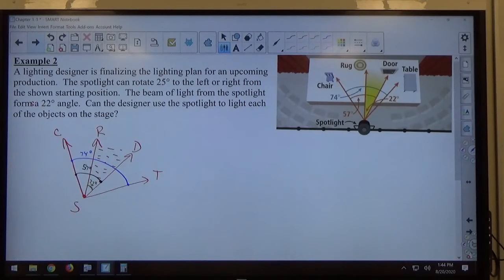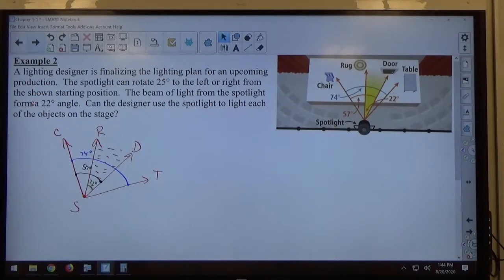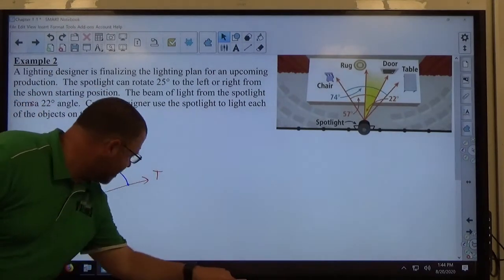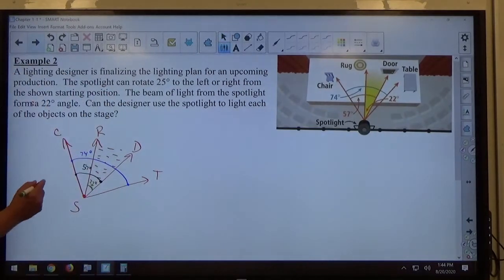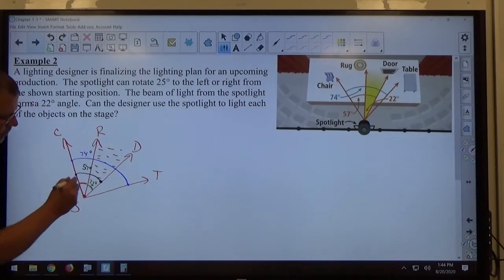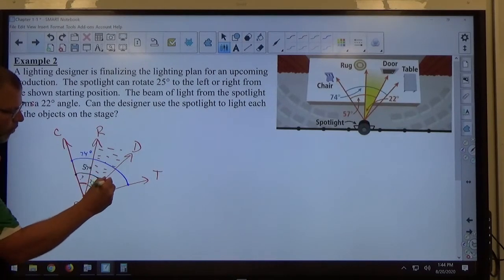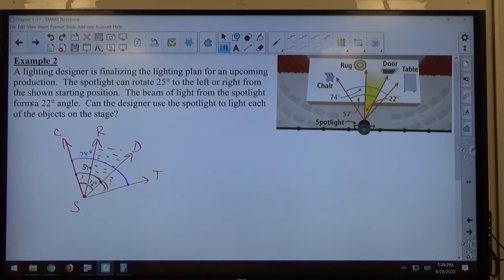All right. Now, the problem states that the spotlight has the capacity to move 25 degrees this way, 25 degrees that way from where it currently is positioned right this second. So what I'm basically asking for on this problem is, is that less than 25 degrees right there? So we need to know that angle measure, and we need to know that angle measure. Is that less than 25 degrees? If it's less than 25, you're good to go. If it's not, it won't work, right? So what I'm looking for mathematically out of you is I want you to figure out how big those angles are, and then use that to answer the question. Can the designer use a spotlight to reach each of the objects?